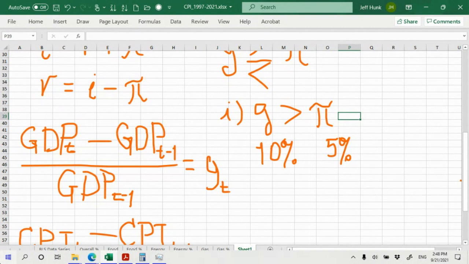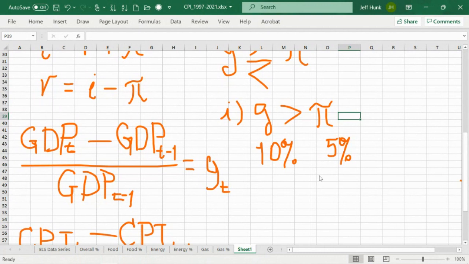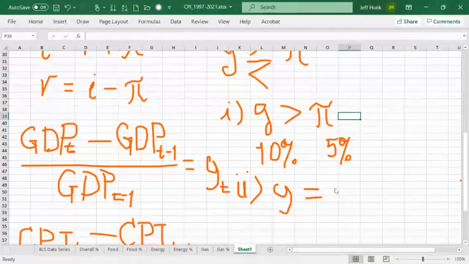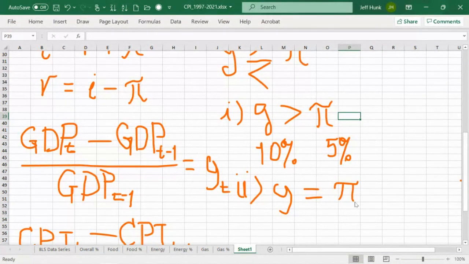Think about it. If your income grew by 10%, but inflation was only 5%, you can still buy more. With $11,000, you can buy more than what you could last year, because last year your income was only $10,000. Now, the second scenario, which will be quite obvious, is where the growth rate is equal to inflation.